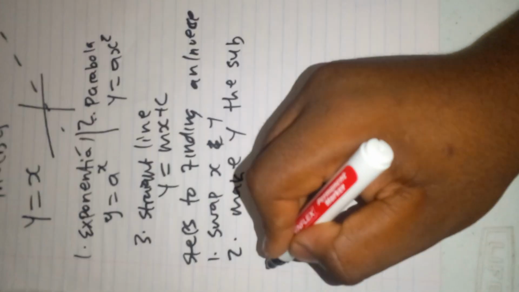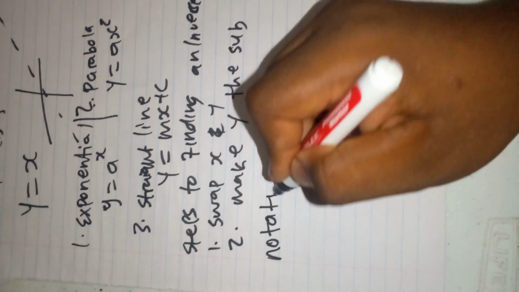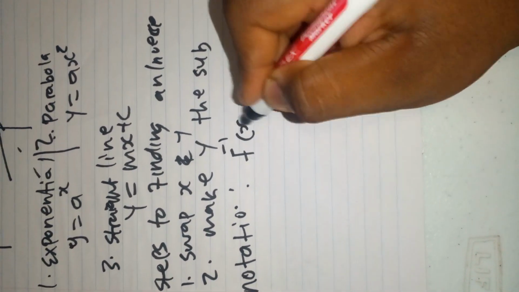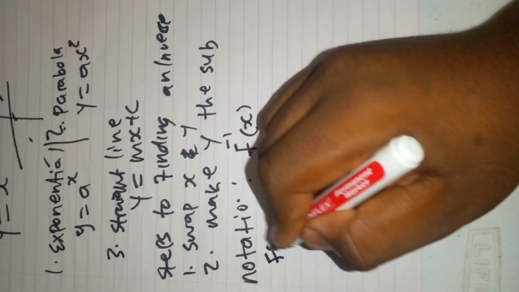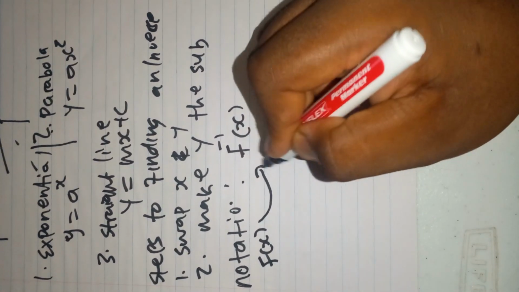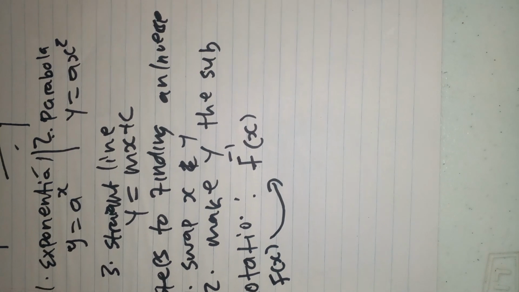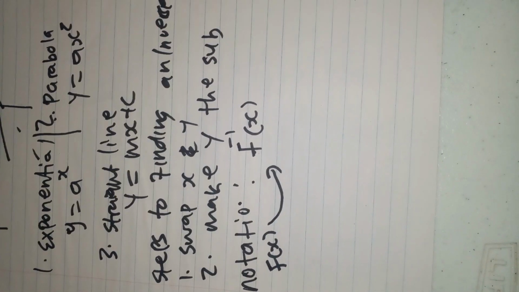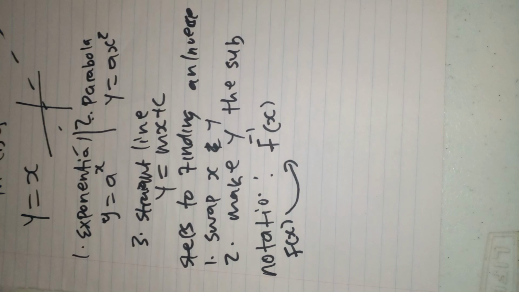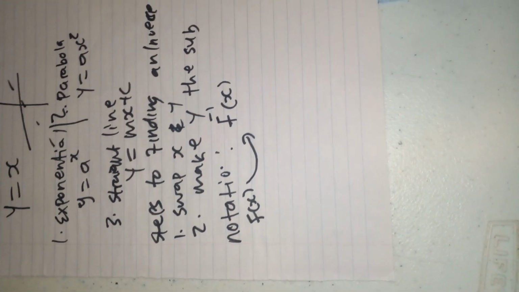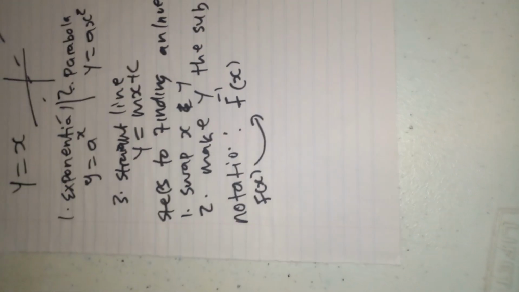Now, what is the notation of an inverse? The notation of an inverse is this one. So if our original function is f of x, therefore the inverse will be that notation. This notation indicates the inverse of a one-to-one function, and it is the reflection about y equals x. Okay, now without wasting time, let's go on to talk about the range and the domain.